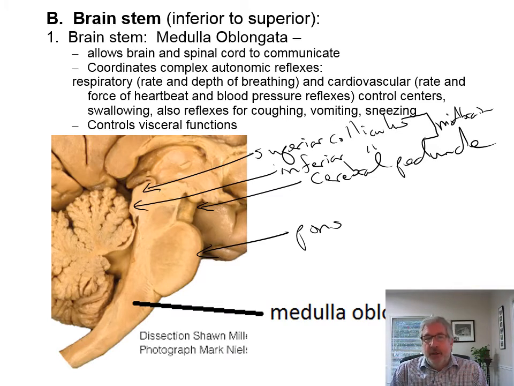So it also coordinates some of the autonomic reflexes. The autonomic reflex is just a stimulus response, and so you have a stimulus. Say your body says, "Oh, I need oxygen," so the medulla says, "Oh, you need oxygen, so we need to speed up the rate of breathing." So there are respiratory and cardiovascular sensors there that increase and or decrease the rate and depth of breathing and rate and force of heartbeat, as well as blood pressure. It has those control centers. Also helps with swallowing and reflexes for coughing, vomiting, and sneezing.